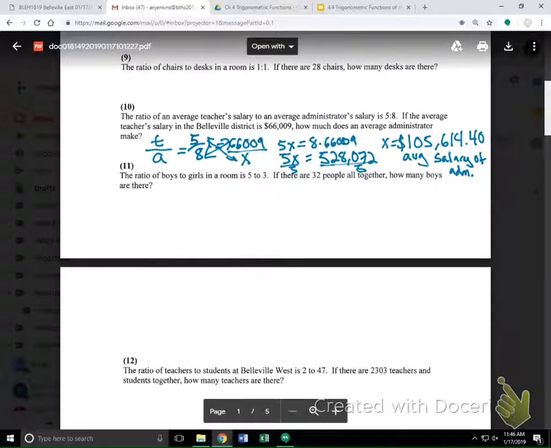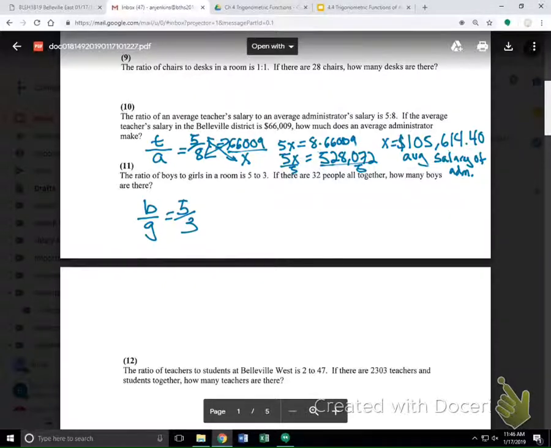Okay, so our next was the ratio of boys to girls. So boys to girls equals 5 to 3. So I created my ratio. I knew it was boys to girls, so I put 5 to 3. Our next part is to see that we have 32 people all together. So do I have them all together in my fraction? I don't, right? So I have to create that all togetherness. All together would be boys and girls.